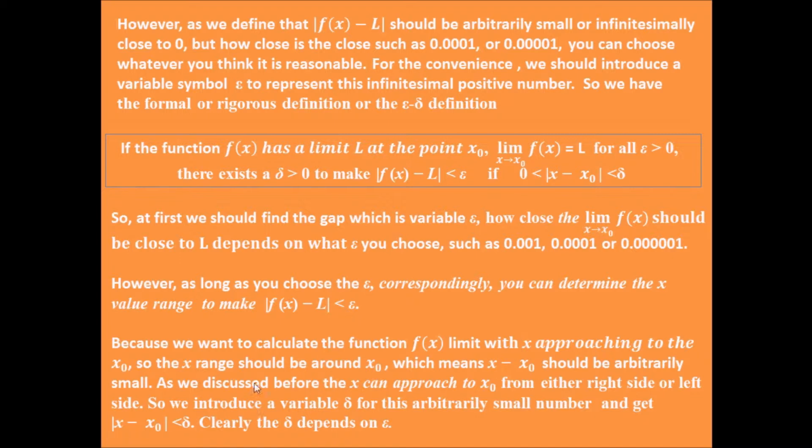As we discussed before, x can approach x0 from either the right side or the left side, so x minus x0 could be an infinitesimally small positive number or small negative number. So we should introduce the absolute sign around x minus x0 and make the absolute value of x minus x0 less than delta. Clearly, the delta should depend on epsilon.